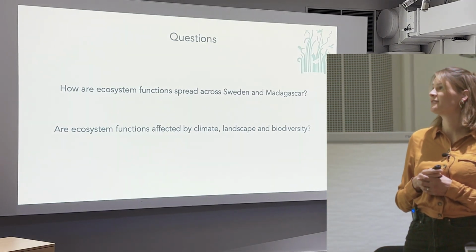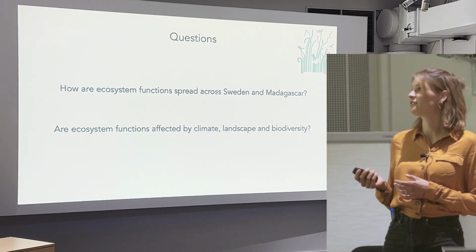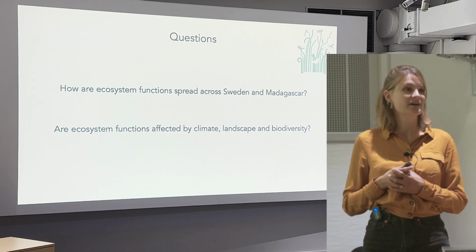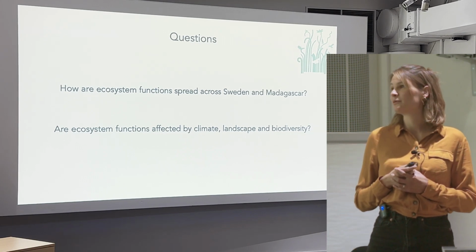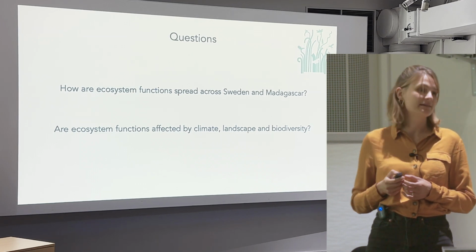So we wanted to answer these two questions with this project. First of all, how are ecosystem functions spread in space across Sweden and Madagascar? So basically, which functions are happening where? And then once we know that, how are these functions affected by climate, landscape, and biodiversity?